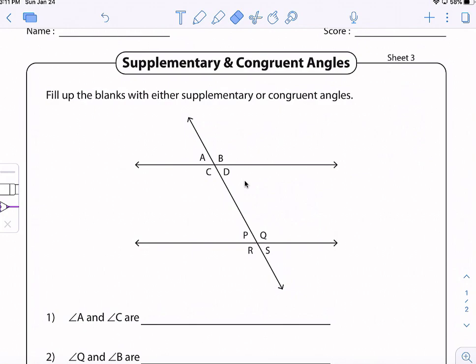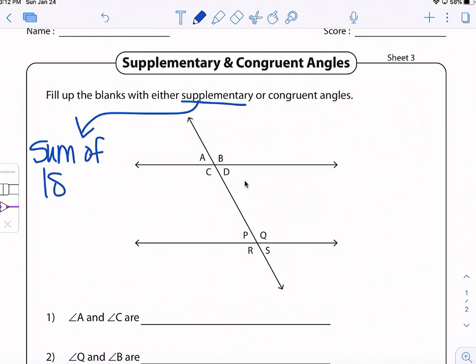Okay, so today I'm going to go over a review of the supplementary and congruent angle pairs that we talked about yesterday. So you remember from the definition, supplementary means that they have a sum of 180 degrees, and congruent angles are going to be equal to each other.